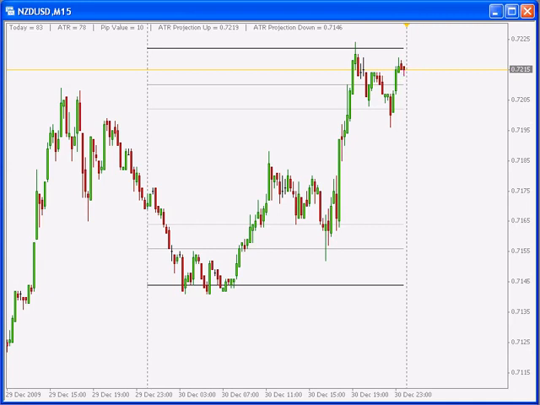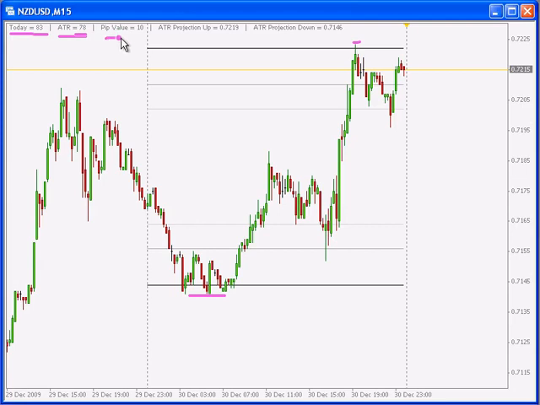Anyway, New Zealand dollar against the American dollar, 15 minute time frame. You may have noticed that I have a special indicator on my screen. It's called the ADR projection, and this is the information we can get from it. Today, the current day range is 83 pips. That means from the low to the high of the day it's 83 pips, whereas the average daily range is 78 pips. That means that today we've already moved beyond the statistical average.